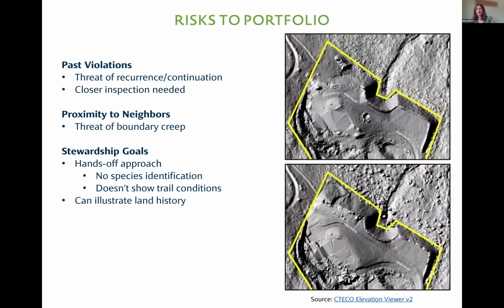Towards the northern tip there, you can see that the land has changed quite a bit. There's been a lot of regrading there. So the slope is steep and it's near our boundary. And on the bottom, you can actually see that there's a bit of a ravine forming there.